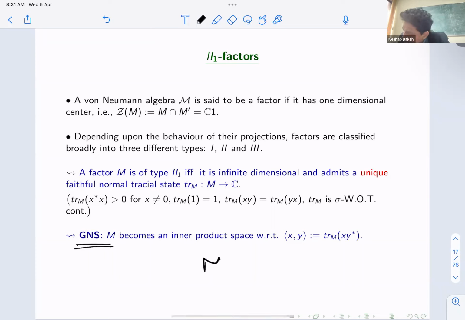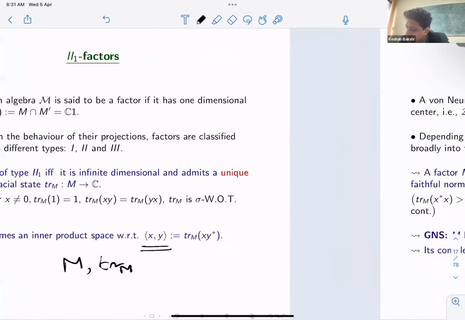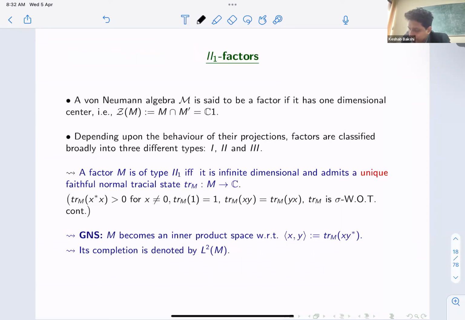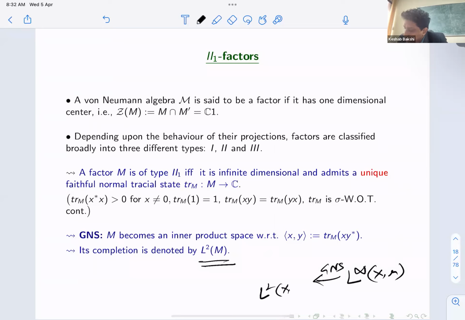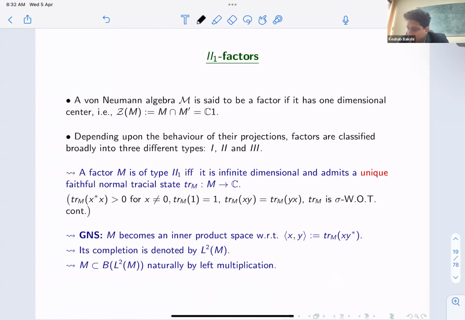So on M, we have a trace, right? Using that trace, we can define an inner product. And using that inner product, the completion of M becomes a Hilbert space, which we denote by L2M. This is again in analogy with the L^p space, basically. Because any commutative von Neumann algebra looks like L infinity of X, mu, and then the measure defines a trace. And then if you do the GNS, you get L2(X, mu). So if you keep that analogy in mind, then you will understand why it is called L2M. So this is the GNS construction.